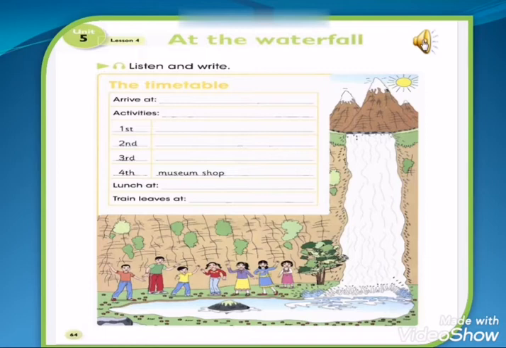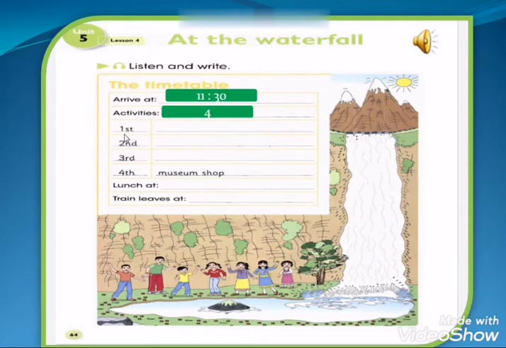Do not be late. So now, after listening to this audio, let's complete the timetable. So, arrive at وقت الوصول. At what time are they going to arrive? Yes. What time? أي وقت؟ Good. They are going to arrive at 11:30. Very good. Now, activities. فعاليات أو الأشياء التي سوف يقومون بها. So, how many activities? Very good. Four activities. So, the first one.